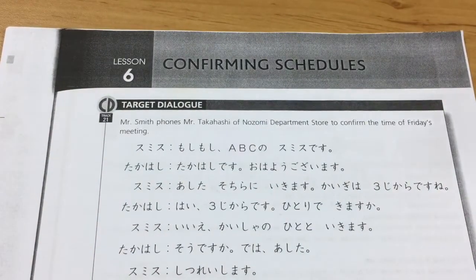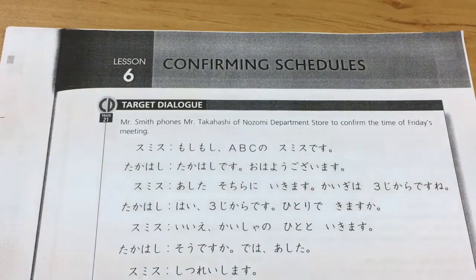Hello, welcome back to lesson 6. If you understand the explanation about how to use the verb masu and its application with particle ni with the place, particle to when you go with somebody, particle de with the transportation, and particle ni with the specific time, then let's study lesson 6 together.